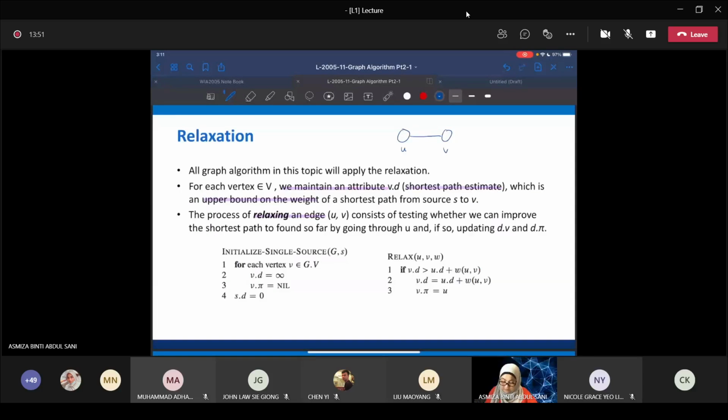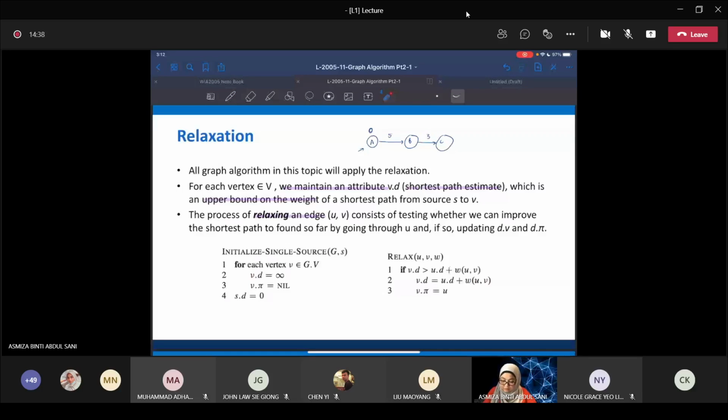Let me give you an example. The most basic relaxation concept we are going to do: let's say we have these nodes, A, B and C. The distance of this edge is 5, the distance of this one is 3. Then we want to find out the distance of B and C starting from A. At the moment, the distance of A would be 0.